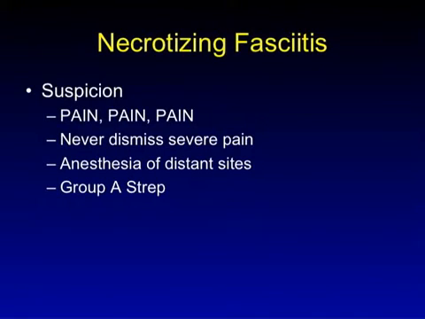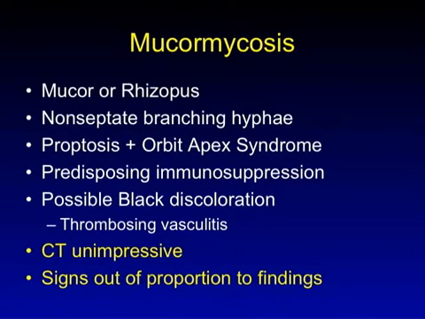Necrotizing fasciitis, patients have pain. That's very important. And patients have anesthesia over affected sites as well. So they typically have pain out of proportion to their exam. Okay? Group A strep. So just memorize that. Mucormycosis, Mucor, Rhizopus, these are very invasive fungal infections. Know that most fungal infections are not non-septate, but these are, okay? So know that it's non-septate branching hyphae. It's a good question for the boards.